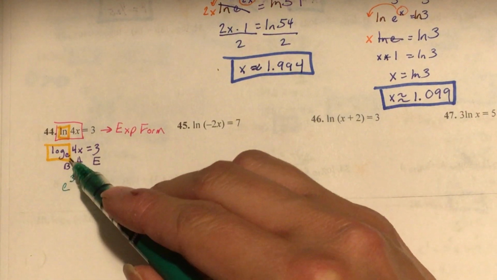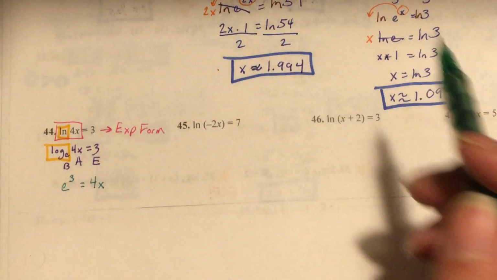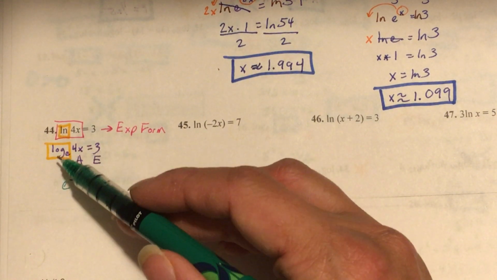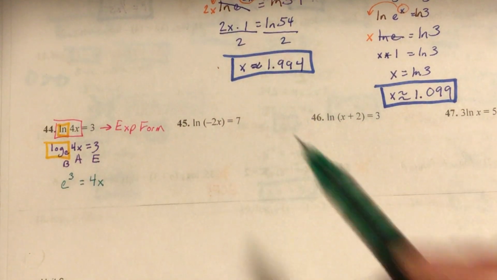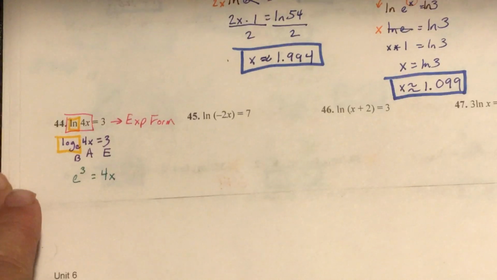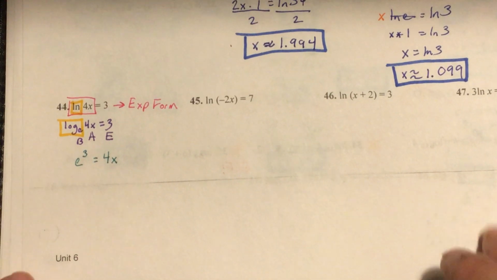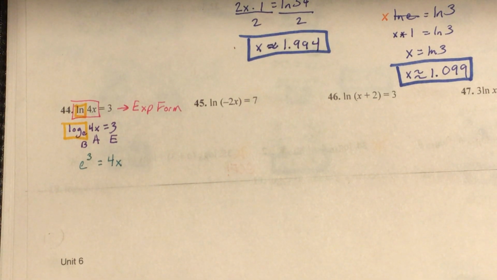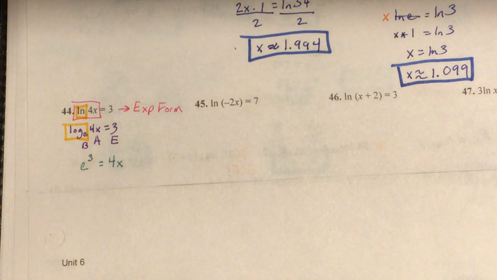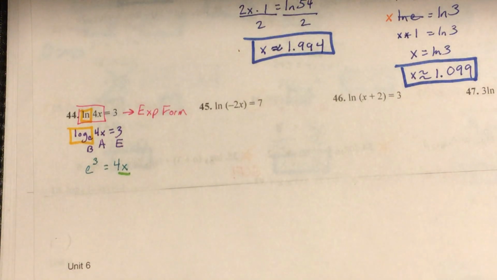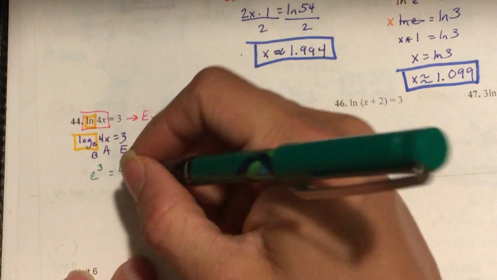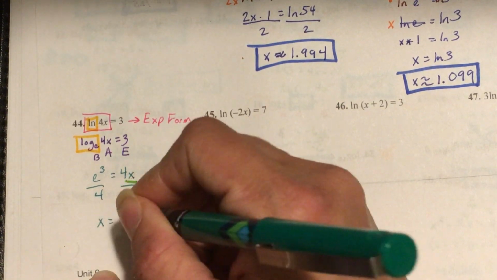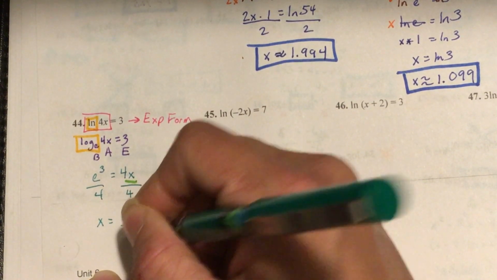So folks, you don't have to show this step of work, but I do strongly recommend it because that just emphasizes that natural log is really log base e. So now this is an exponential form, but it's not an exponential equation because my variable is at ground level. So in order to isolate this x, all we would need to do is divide both sides by 4. So x equals e to the third over 4.